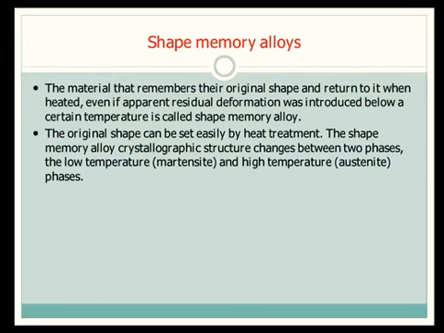So these materials remember their original shape and return to it when heated, or cooled, or when the forces are released, even if apparent residual deformation was introduced below a certain temperature. So they are called shape memory alloys. The original shape can be set easily by a heat treatment. The shape memory alloy crystallographic structure changes between two phases, the low temperature and high temperature phases.